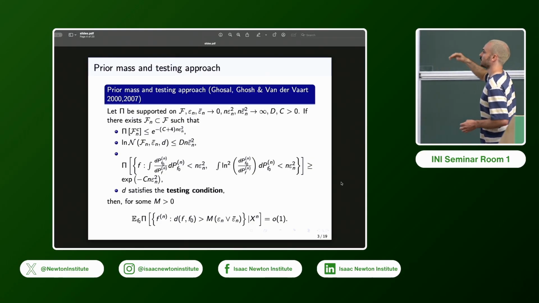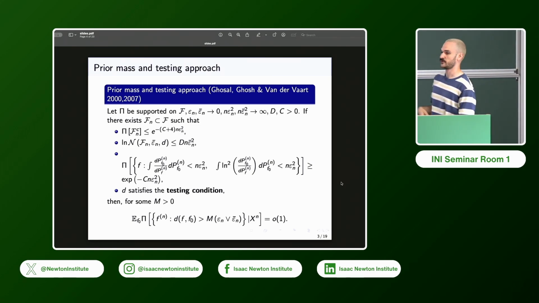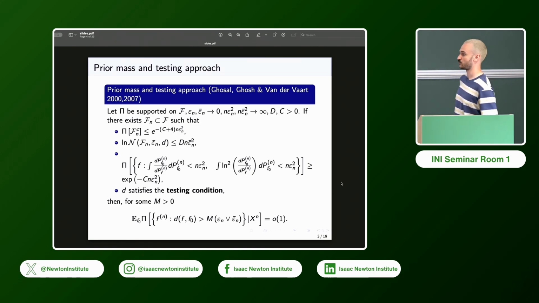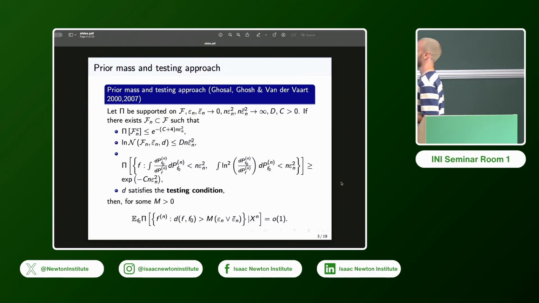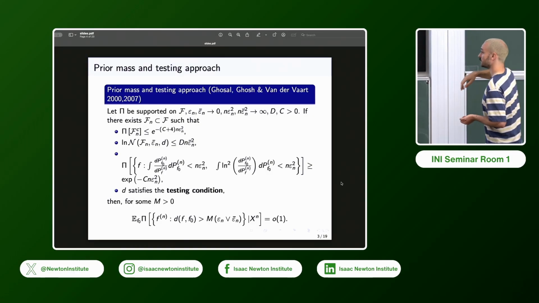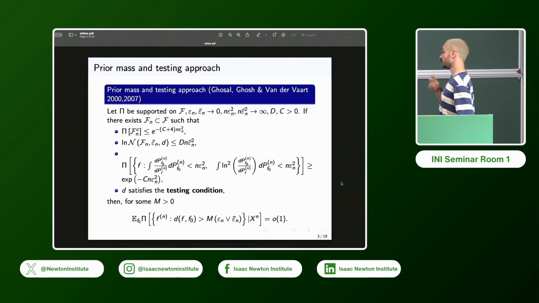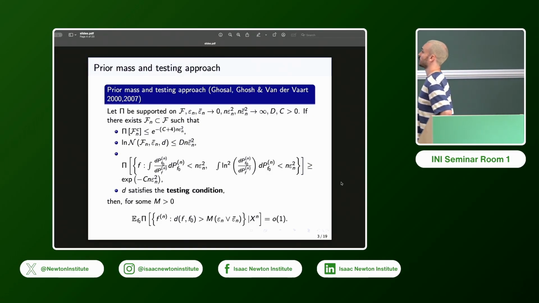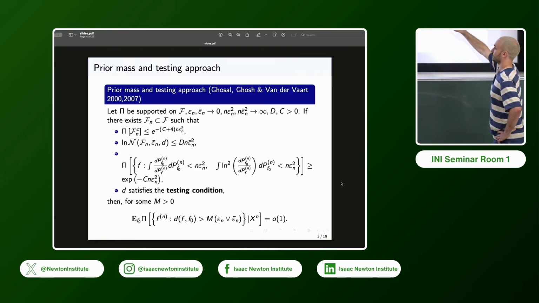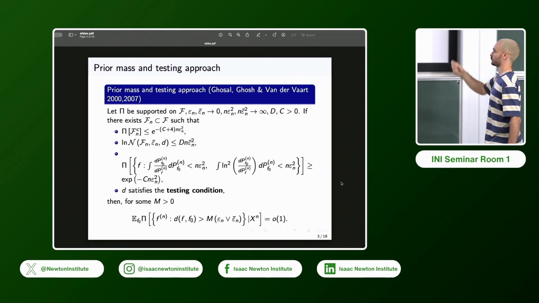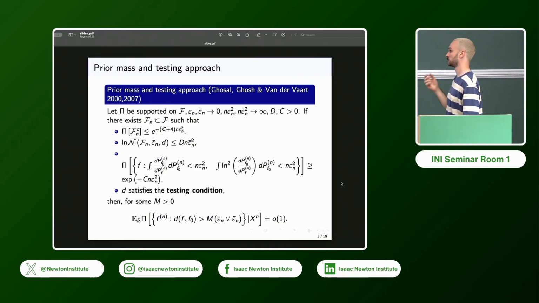So basically, you have the existence of a set of parameters, so a set of densities if you're doing a density estimation problem, that has sufficiently large prior probability, prior mass. It must have a controlled complexity measured in terms of metric entropy. And the prior mass of some well-chosen neighborhood around the true distribution of the data must not be too small, and the neighborhood of the distribution of the data is measured in terms of Kullback-Leibler type divergences.